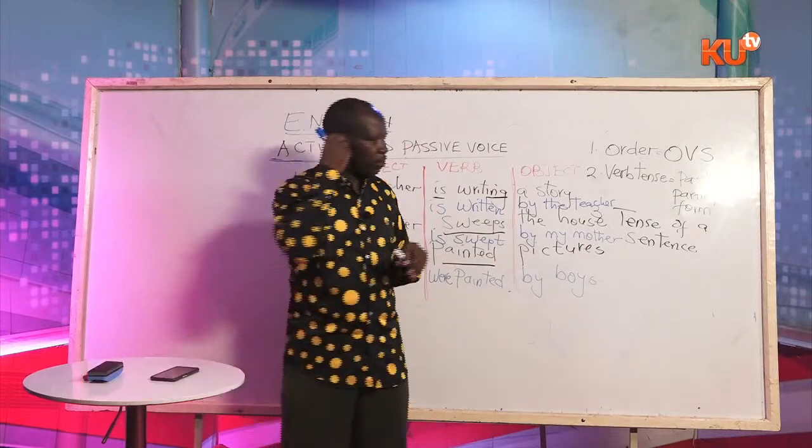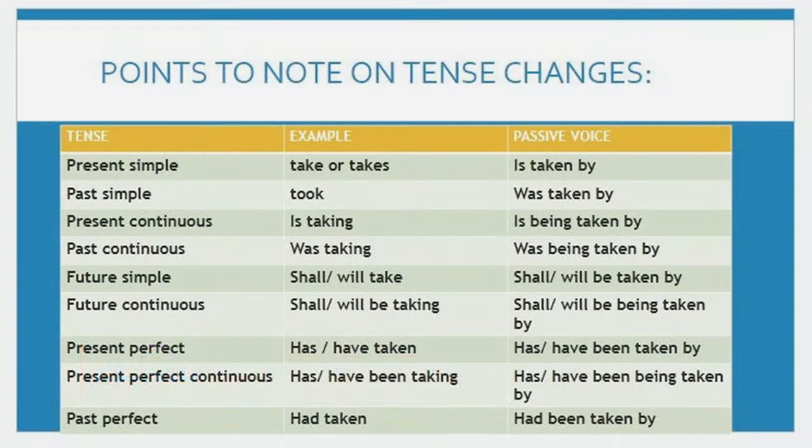For example, when we talk about present simple tense, I've said we use is or are. So we have the first tense there, present simple tense. For example, take or takes, that is the verb. You will use the helping verb "is" in singular or "are" in plural. An example in a singular sentence: if I say, my mother takes a book, we shall say, a book is taken. So when your sentence is in present simple tense, you use the helping verb is or are, followed by your verb in past participle form.